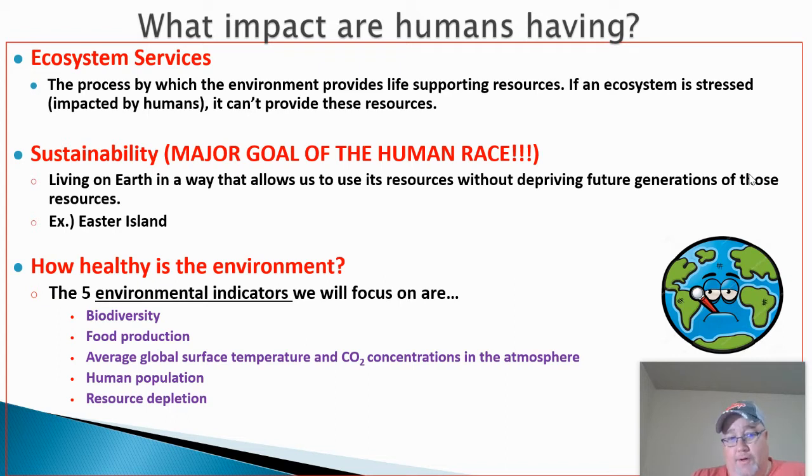Biodiversity, food production, average global surface temperature, and carbon dioxide concentrations. That's basically global warming. Okay, we'll talk briefly about that today. The human population, how many people we have. And finally, resource depletion. How are we using our resources? Those are five things that really can tell us, fairly easily, how well we're taking care of our planet.